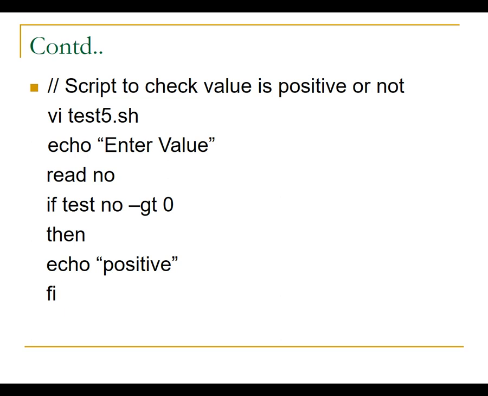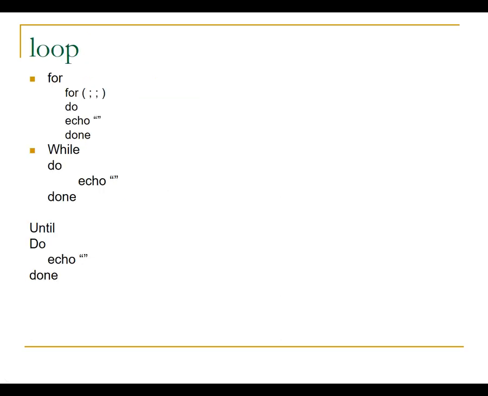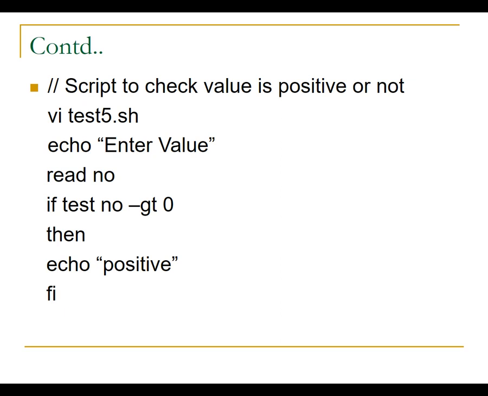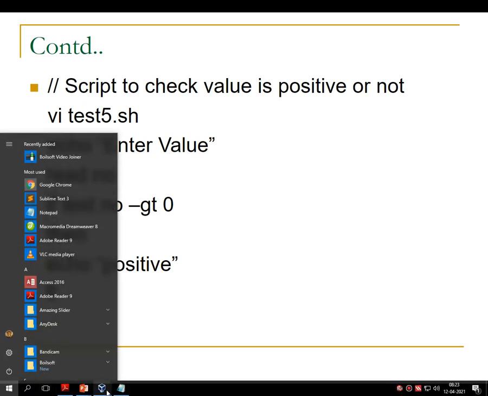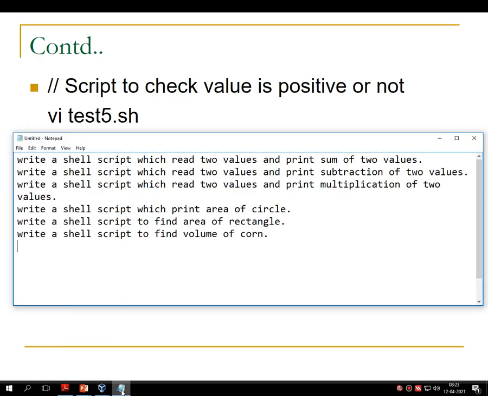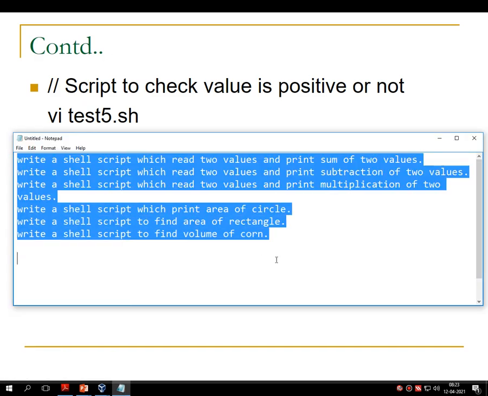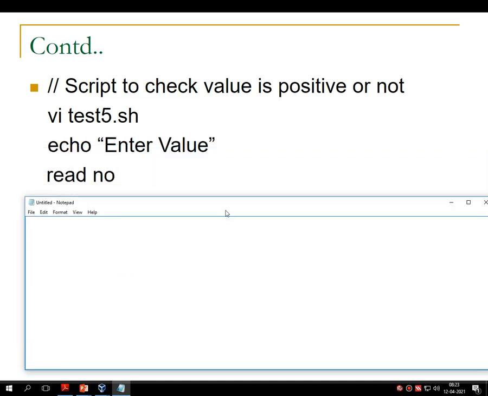Write down the definition of shell script. Write a shell script to check whether a value is positive or not, and then write down this particular shell script into your journals. Many other programs we can also implement with the help of decision making statements. Let's try one more program.